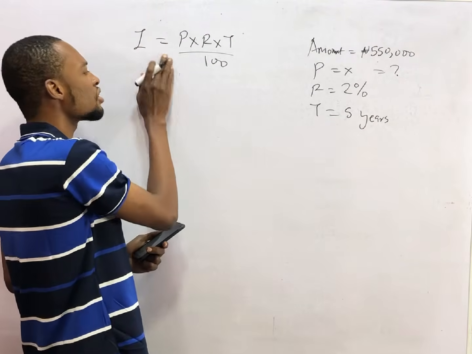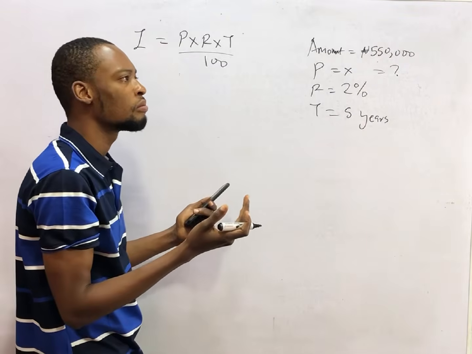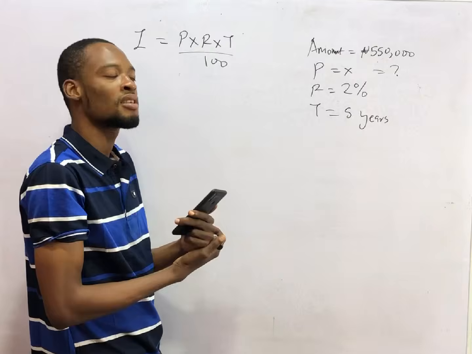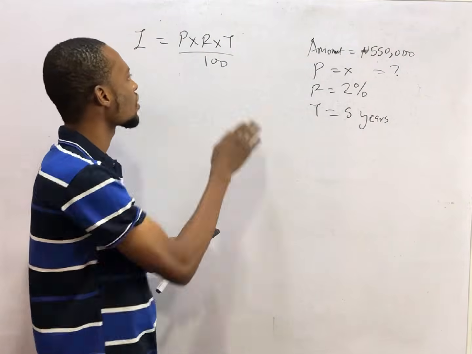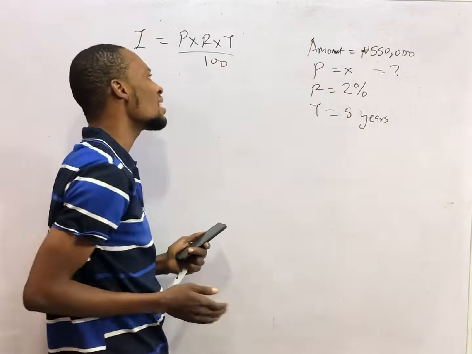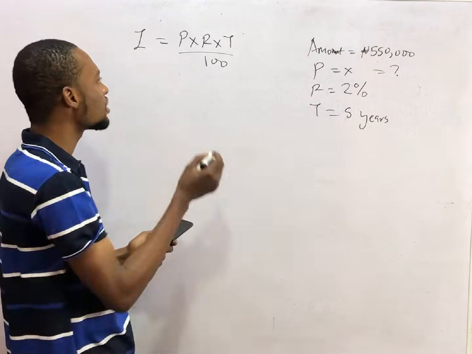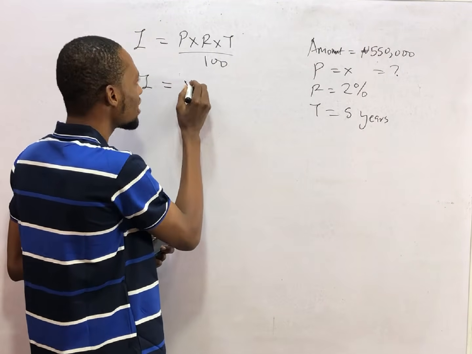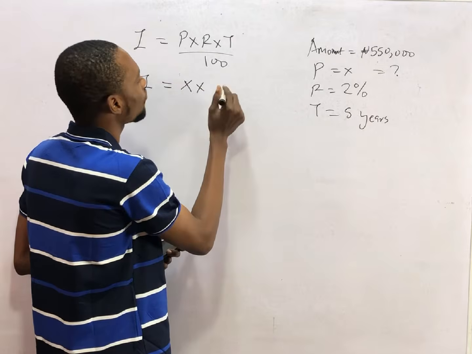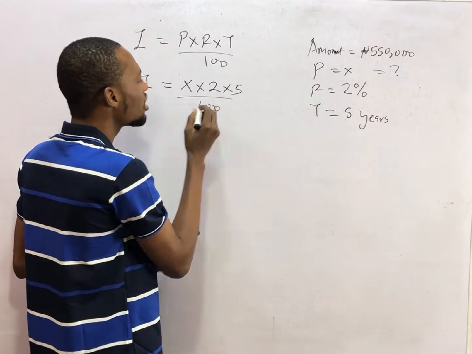Are we given the simple interest? No. Are we given principal? Yes, S, but we need to convert it to a meaningful value. Are we given rate? 2, yes. Are we given time? 5 years. Correct. Now let's do something. Interest is equal to principal S times rate 2 times time 5 over 100.